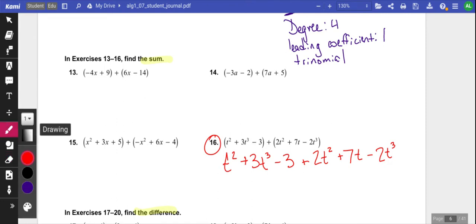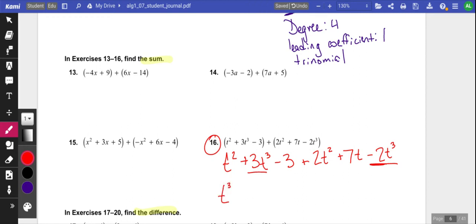So 3t cubed minus 2t cubed. Those are the only two cubed ones, so I'm going to add those coefficients. I have 3 and -2. Make sure you're always careful with that. Don't say 3 plus 2. It's not 5t cubed. You're just going to have 1t cubed, which is just t cubed.